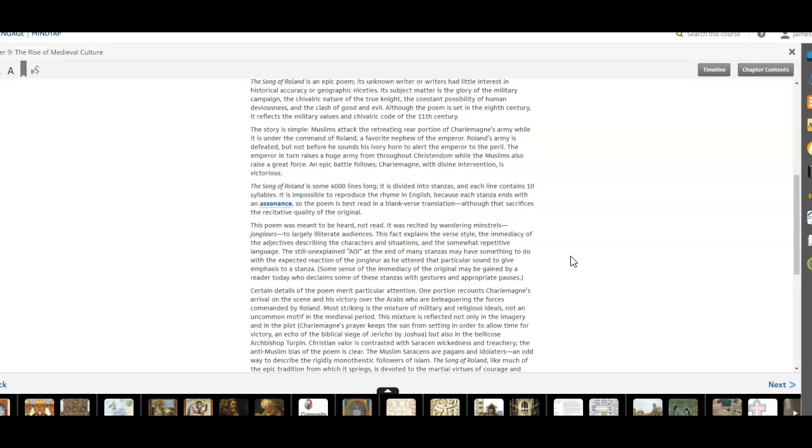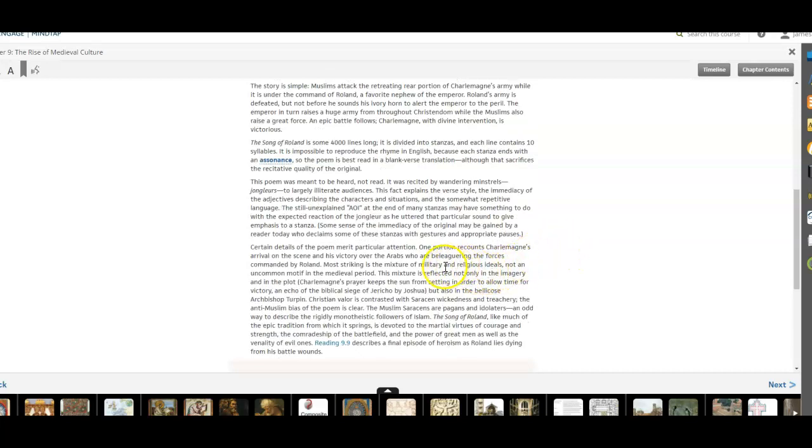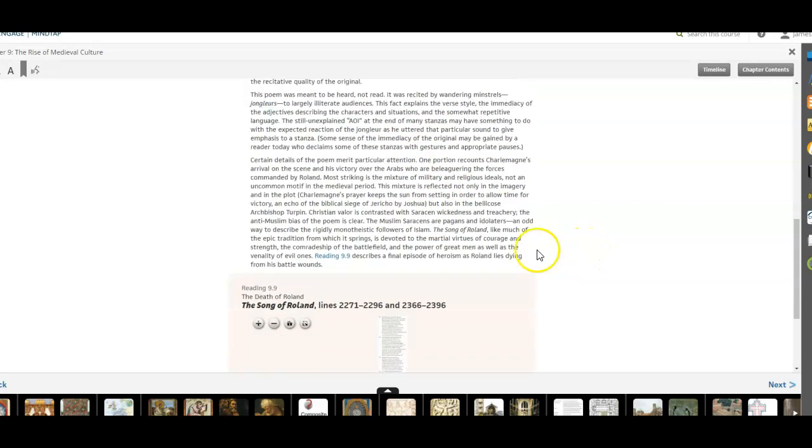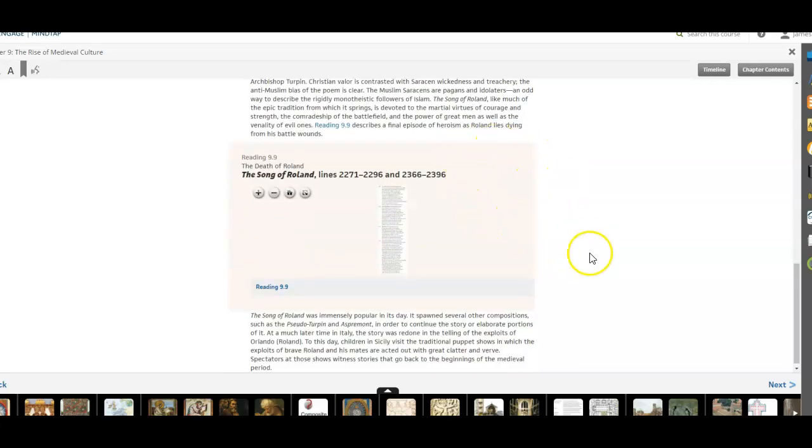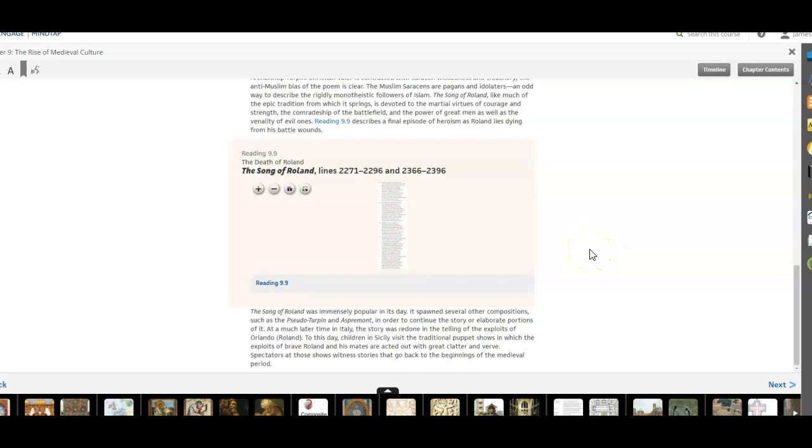As it says here, this particular work offers about the character, the situation that he finds himself in. It shows the virtues of courage and strength, comradeship of the battlefield, the power of great men, the venality of evil ones. The idea about good and evil is part of it, and the heroism that Roland has as he lies dying, because even in his death, he is willing to strive to do something for the betterment of the others. He blows his horn to warn Charlemagne's forces about the trap that was set up.